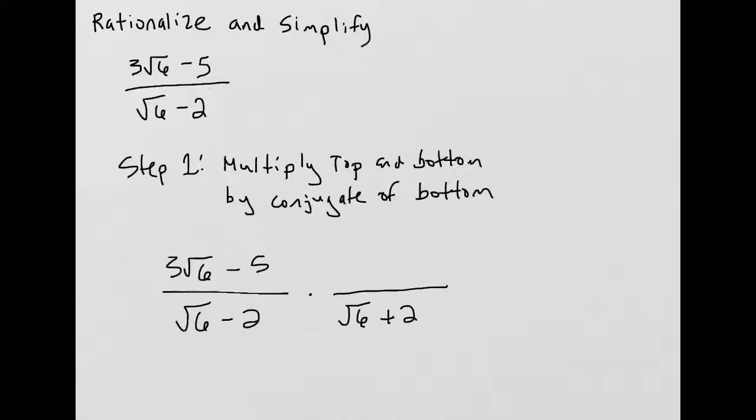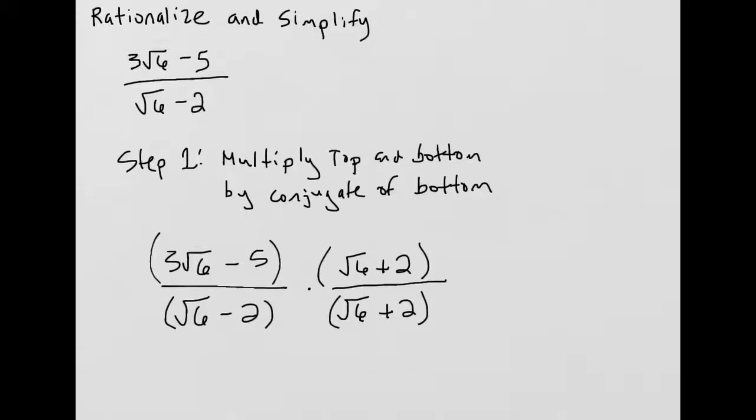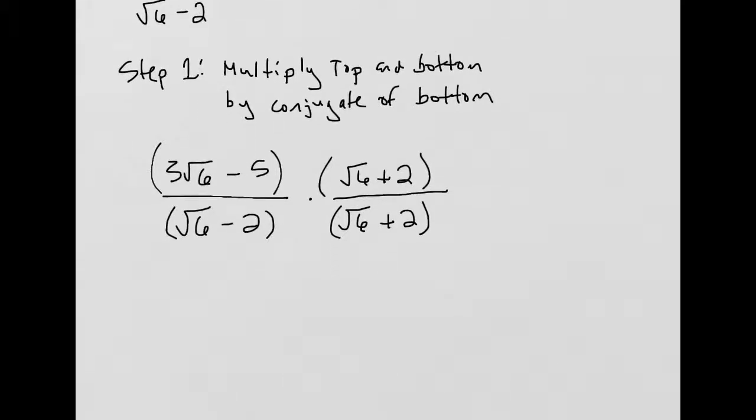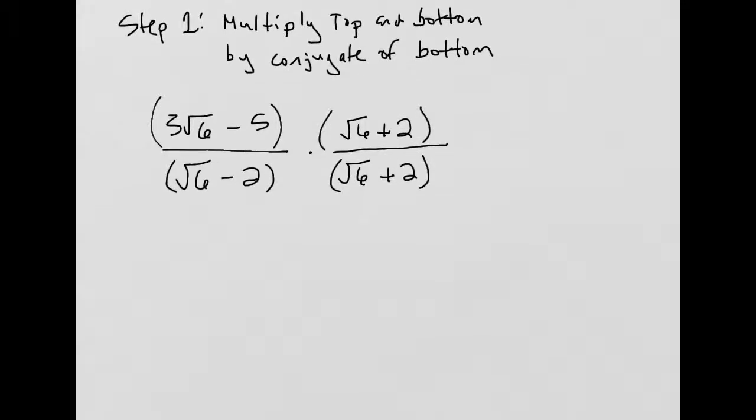Now remember, my goal is to preserve the original value of the fraction. So if I don't want the original value of the fraction to change, whatever I multiply the bottom by, I have to multiply the top by the same thing. Okay, so from here, what I want to do is multiply my bottoms out, and then multiply my tops out, and just hope or see if I end up with no radicals on the bottom.